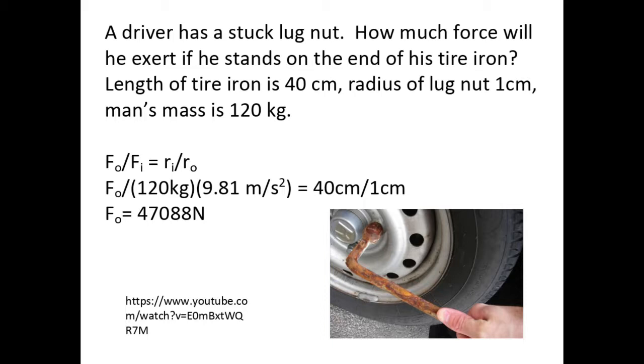So we're looking at FO over FI equals RI over RO. FO is the output force. 120 kilograms times gravity is the input force, that's a person standing on the bar. And then 40 centimeters is the length of the tire iron, and 1 centimeter is the radius of the lug nut. And you get 47,088 newtons of output force.